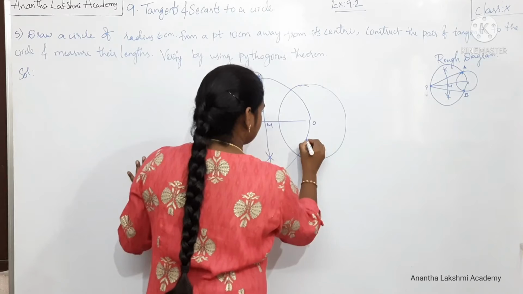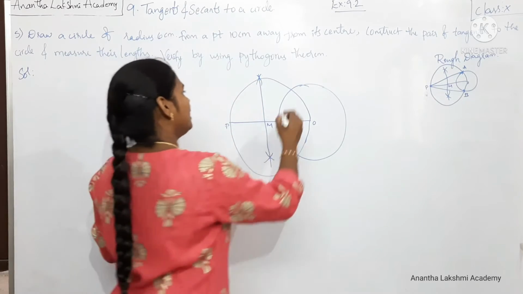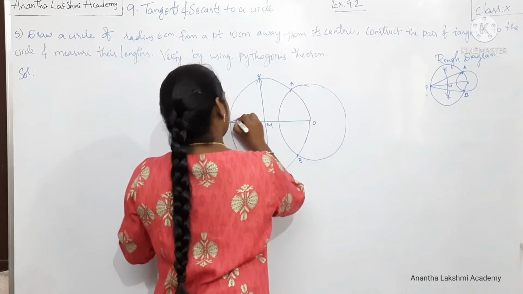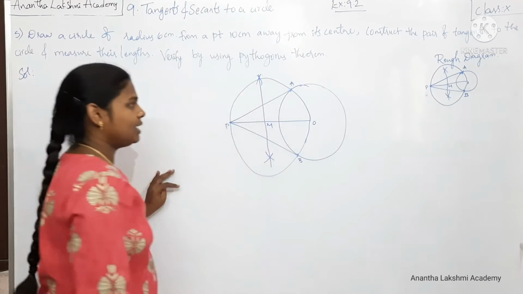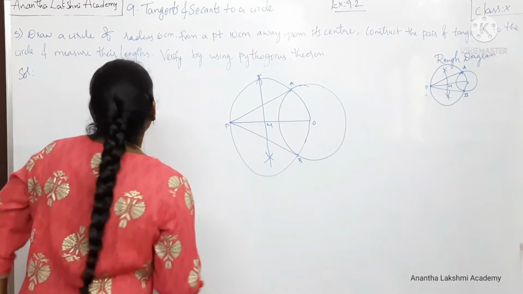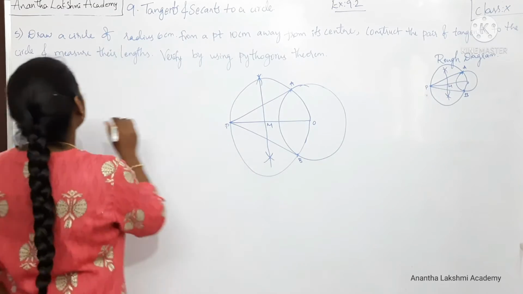With PM or MO as radius, draw a circle. Okay, you need to draw this with a compass. I am just doing it with a marker, so the shape may vary. Now this is going to intersect at A and B. Let us join those 2 points. PA and PB are the required tangents. Alright. So since we are dealing with construction, we need to write steps of construction.